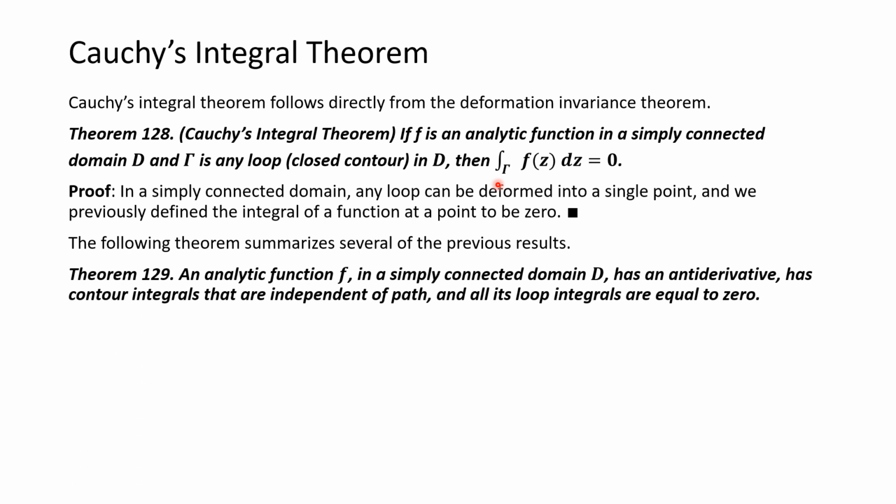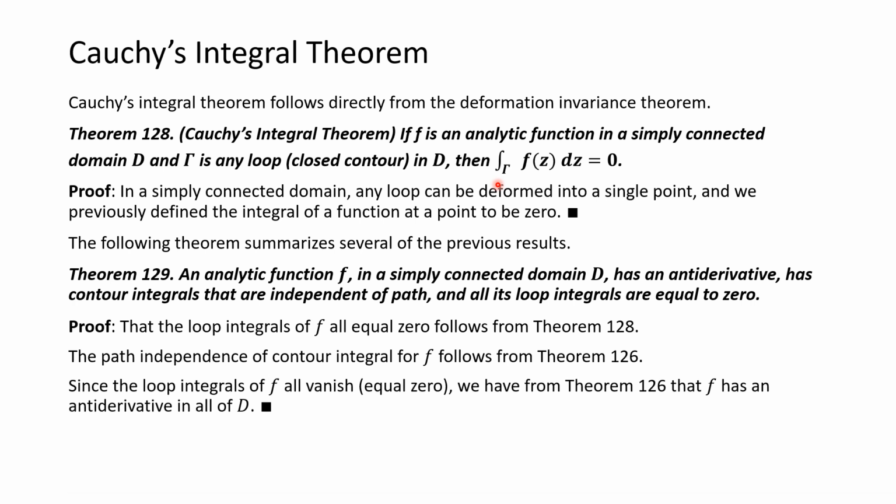And the next theorem that we have here follows from some of our previous theorems, including the Cauchy integral theorem. So an analytic function f in a simply connected domain D has an antiderivative, has contour integrals that are independent of path, and all its loop integrals are equal to 0. In terms of a proof, that the loop integrals of f are all equal to 0 follows from our theorem in 128, also in 129, if f is analytic in a simply connected domain.